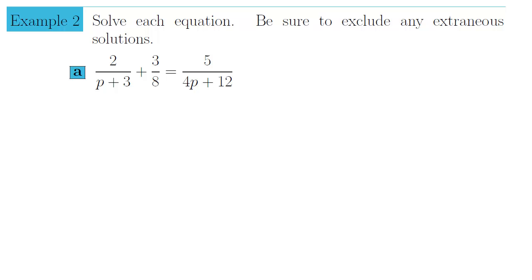All right, so now we're getting into some more complicated rational equations. All right, example 2 tells us to solve each equation. Be sure to exclude any extraneous solutions. All right, our first equation is 2 over p plus 3 over 8 equals 5 over 4p plus 12.